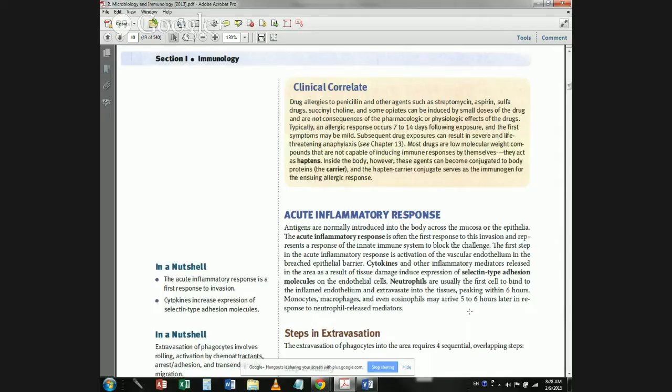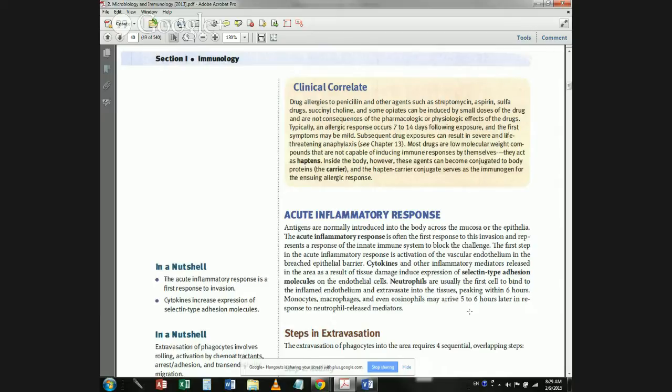So if you see a reaction happening, just stop. What it's trying to imply here is that with more and more exposure, your immune system will remember, and every time it's exposed, its response will be much, much higher. I think that's what it's trying to say here. Anyway, most drugs are low molecular weight compounds that are not capable of inducing immune responses by themselves. They act as haptens. So haptens do not induce immune responses. Is that what we're saying?